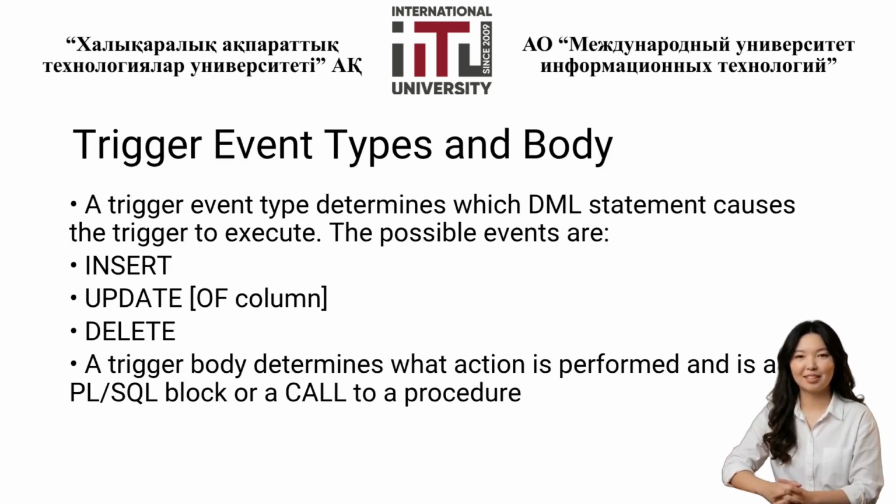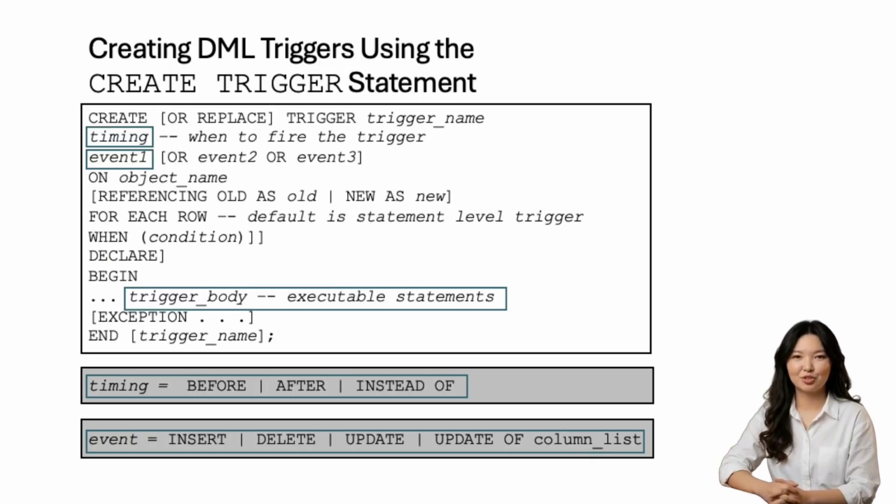Trigger event types dictate which data manipulation language statement activates the trigger: insert, update, or delete. The trigger body specifies the action executed, either as a procedural language structured query language block or a call to a procedure. Understanding these components is crucial for effective trigger implementation. To create a data manipulation language trigger, use the create trigger statement.